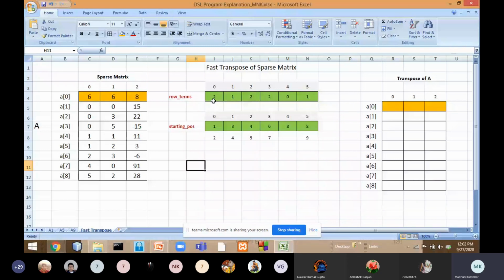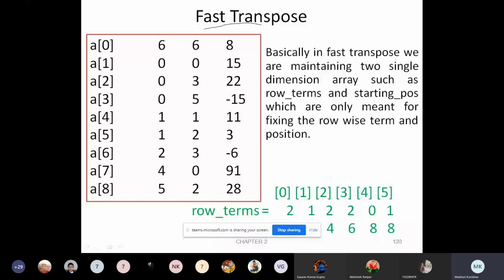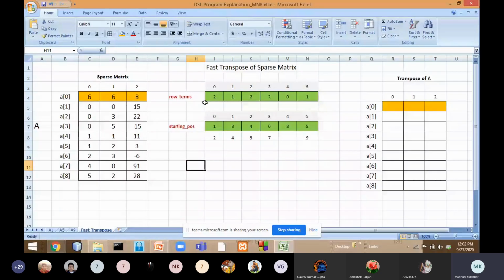Now we maintain the 2 single dimensional arrays, which are meant for fixing the row terms. So what do we have to do? We count the total number of elements present at column 0. Why column 0? Because the current columns are going to become row indexes in the transpose, since they are interchanged. Now see, at the 0th column, in my original sparse matrix, how many elements are there?